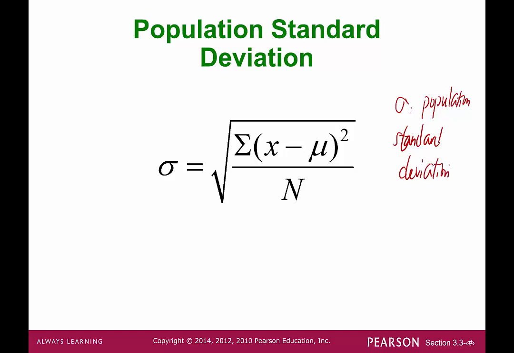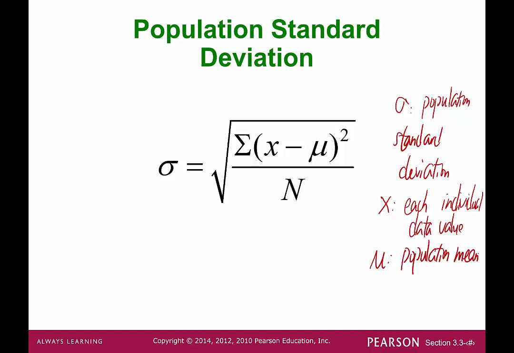Measures the variation in the population. X still represents each individual data value. Mu represents the population mean. And capital N represents the population size. Okay, so this is a detailed explanation of those variables.